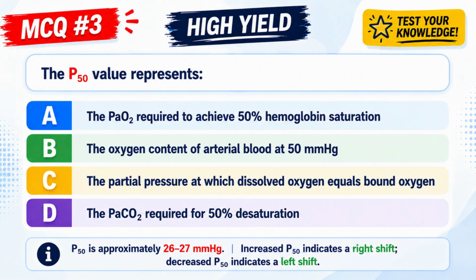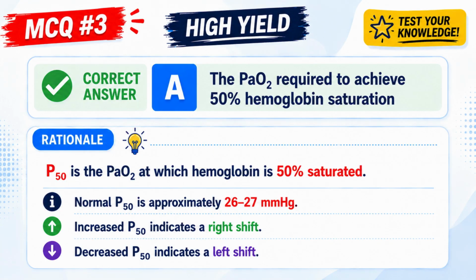The P50 value represents A. The PaO2 required to achieve 50% hemoglobin saturation, B. The oxygen content of arterial blood at 50 millimeters of mercury, C. The partial pressure at which dissolved oxygen equals bound oxygen, D. The PaCO2 required for 50% desaturation. The answer is A. The PaO2 required to achieve 50% hemoglobin saturation.